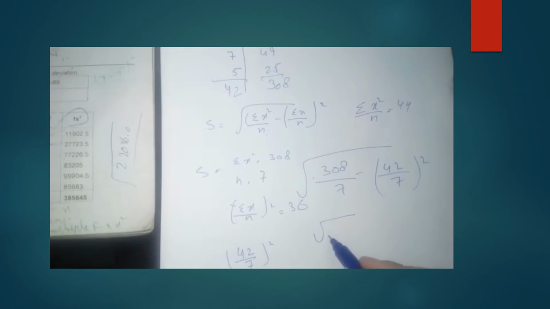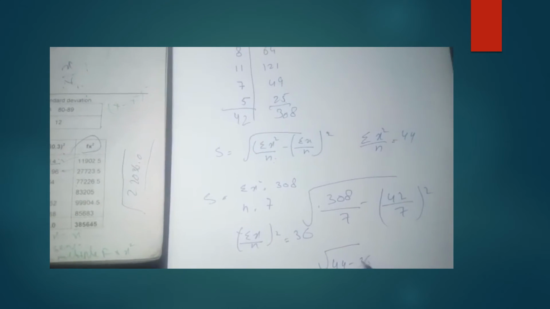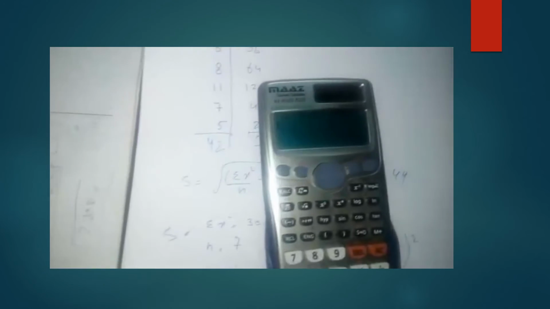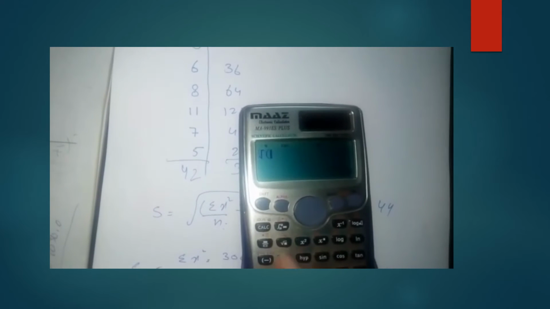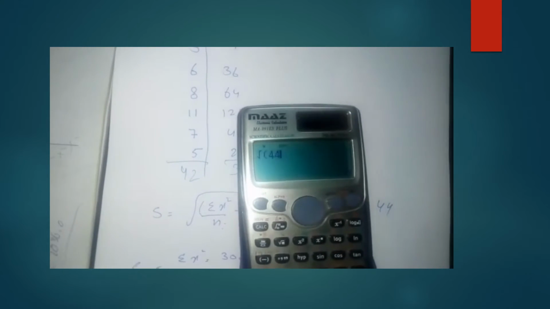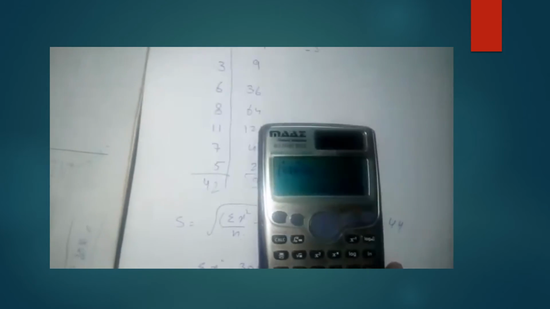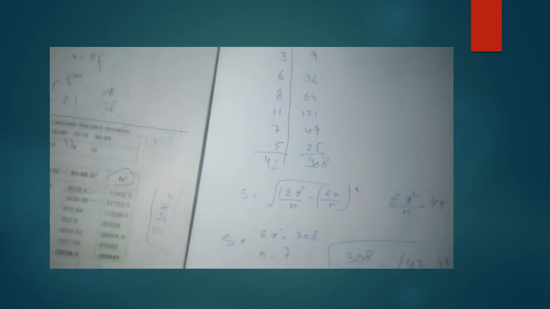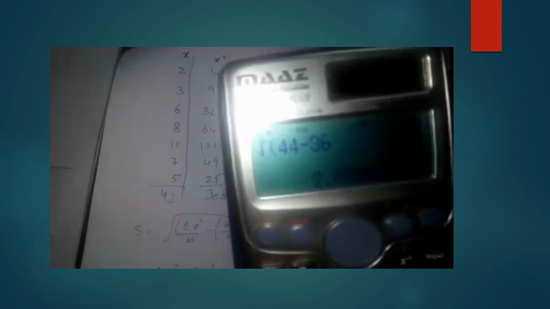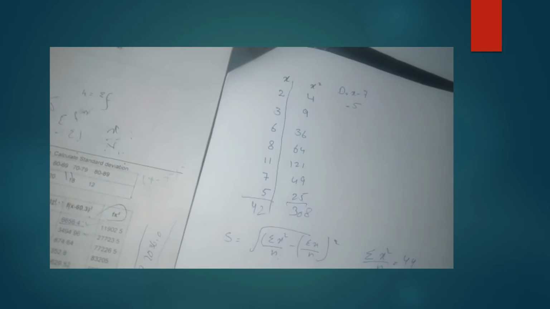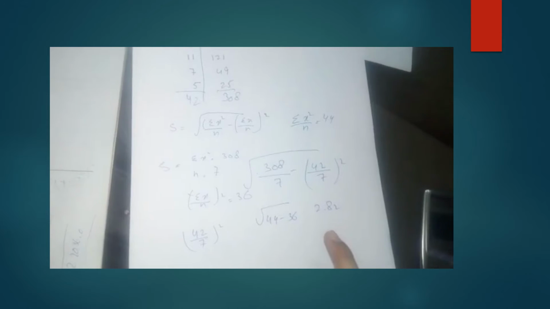So the answer of this part is 44. Simply 44 minus 36, and under root, the answer is 2.82. So same answer: 2.82.